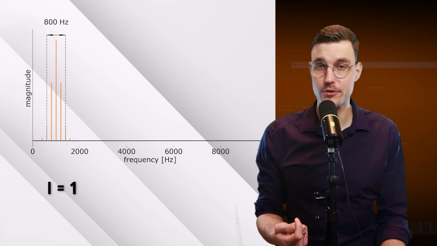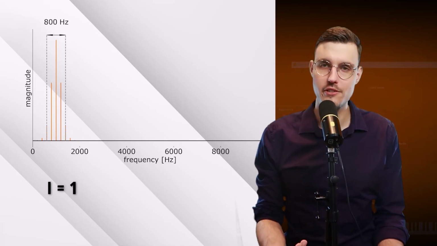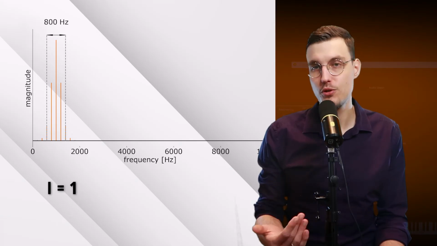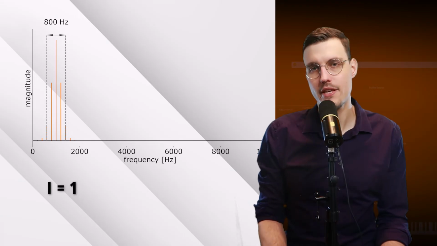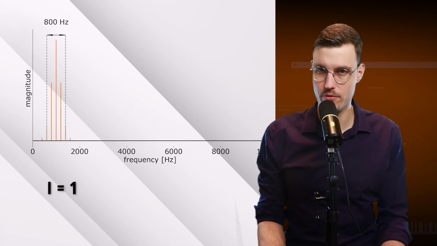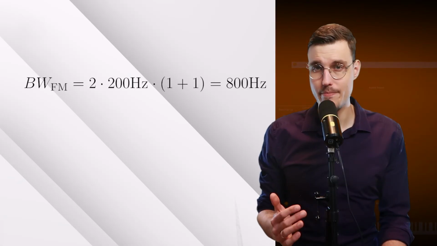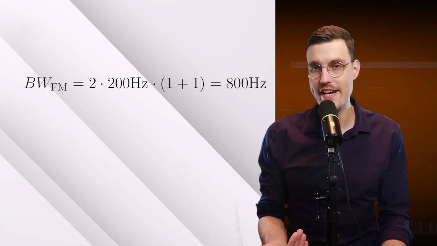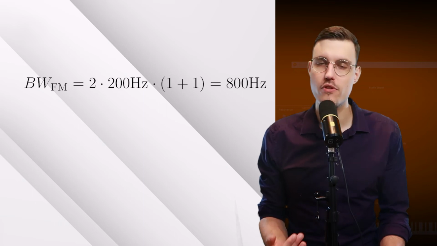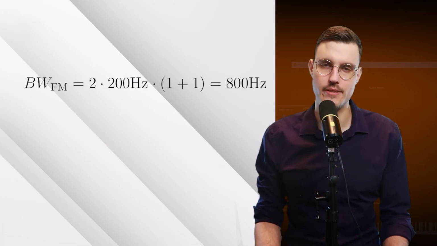Let's look at some examples using a carrier frequency equal to 1000 Hz and a modulator frequency equal to 200 Hz. Let's set the modulation index to 1. Here is the resulting sound and its spectrum. As you can see, its bandwidth is 2 times 200 Hz times 2 equals 800 Hz. Although there are partials outside this range, they are not significant.